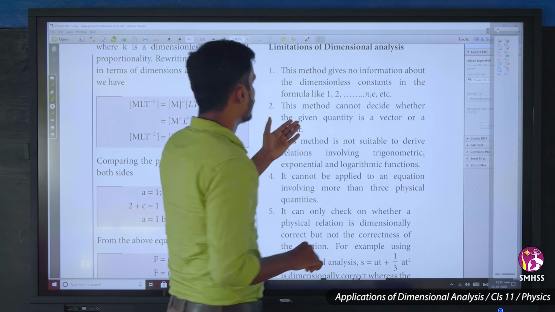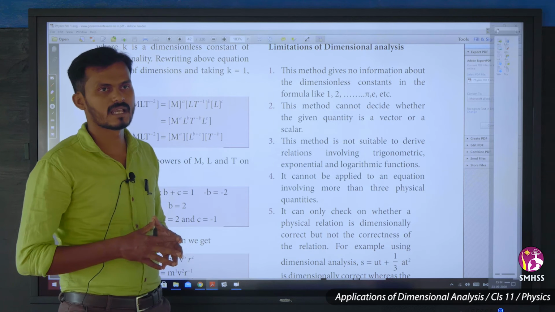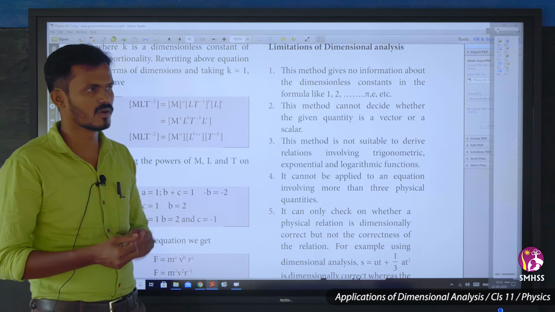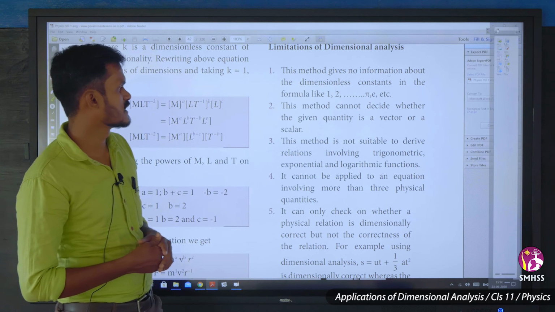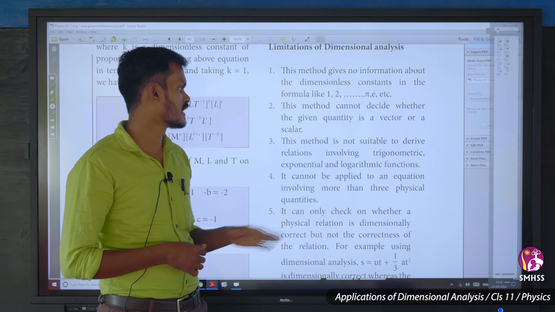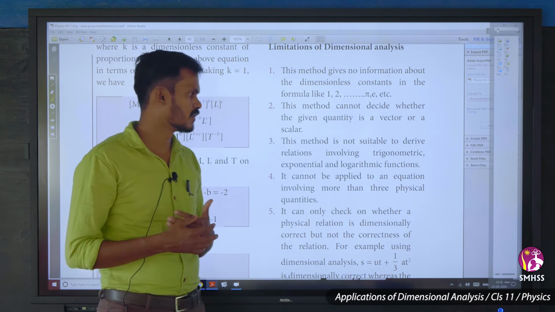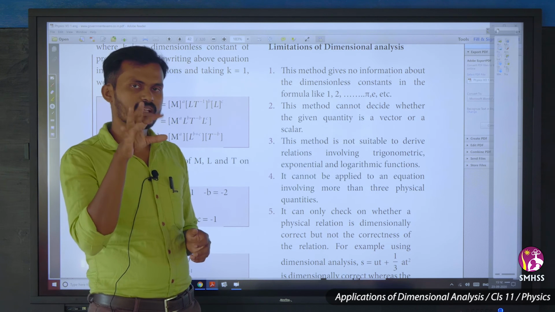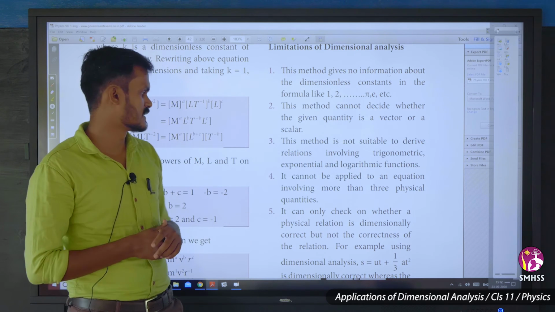Second, the method cannot decide whether the given quantity is a vector or a scalar. Whether it is a vector quantity or a scalar quantity, we cannot find out by dimension analysis. Third, this method is not suitable to derive relations involving trigonometric, exponential and logarithmic functions. We cannot apply dimensions to sin theta, cos theta, e power, or log. So, that is one of the disadvantages.